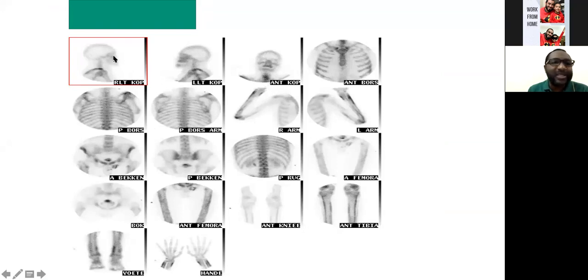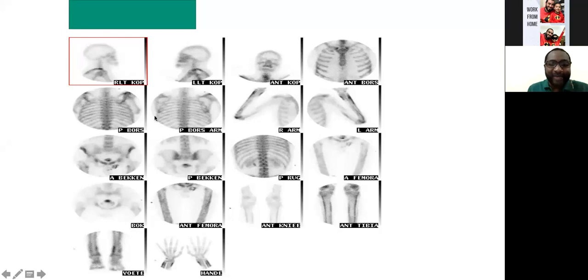So if you look, this is the static view of the lateral of the skull, the right lateral, left lateral, anterior, and this is anterior chest. So you can see that this is a whole body imaging, but in a static view. So if you put all the static views together, it will give you a whole body scan.